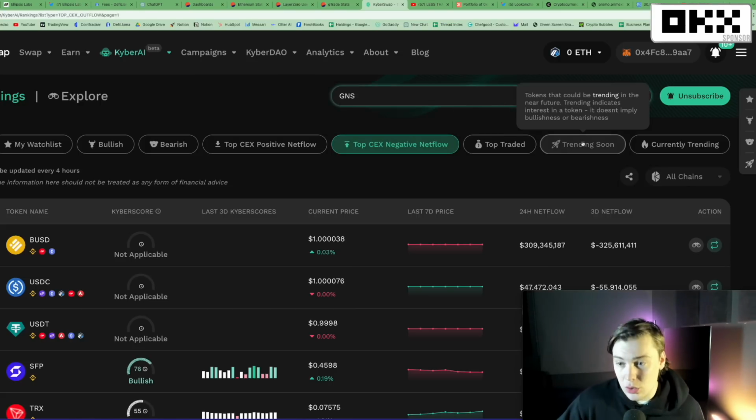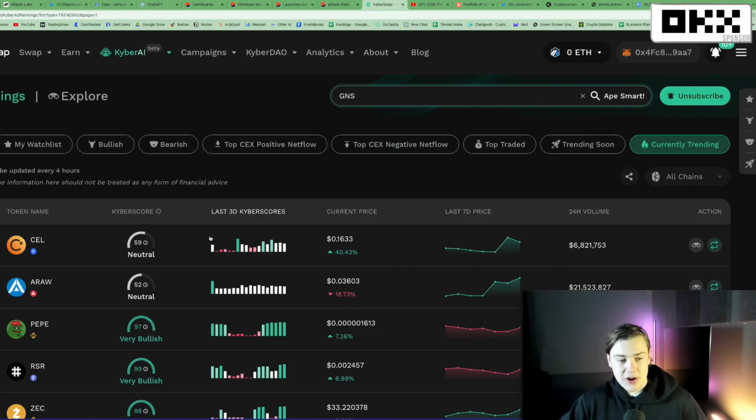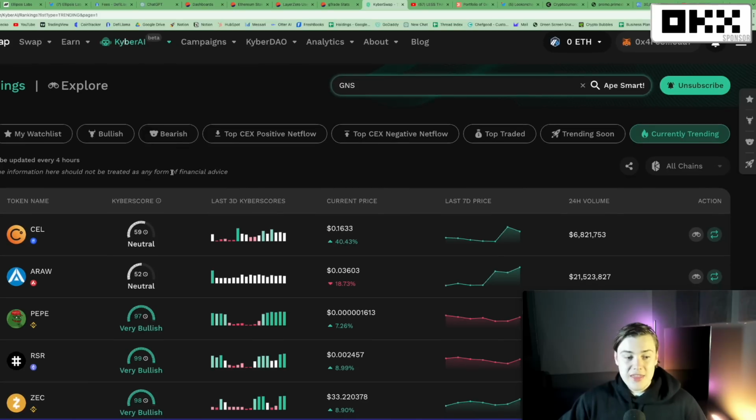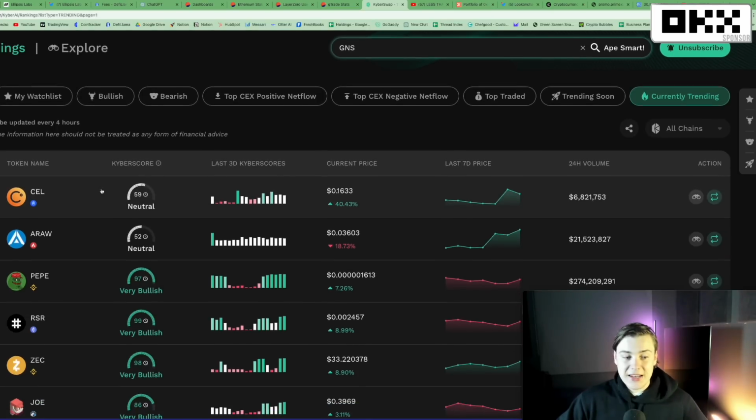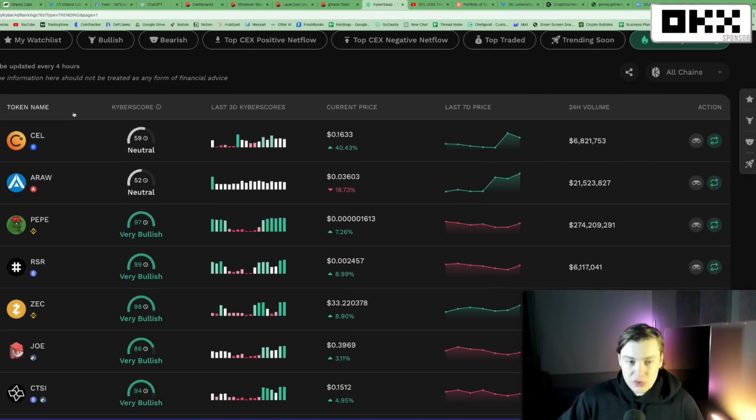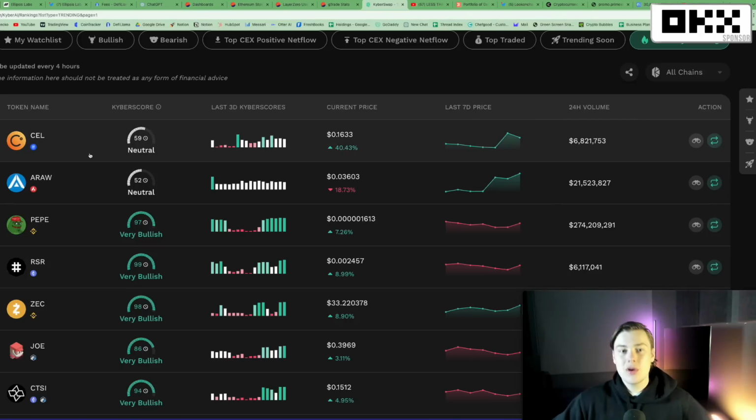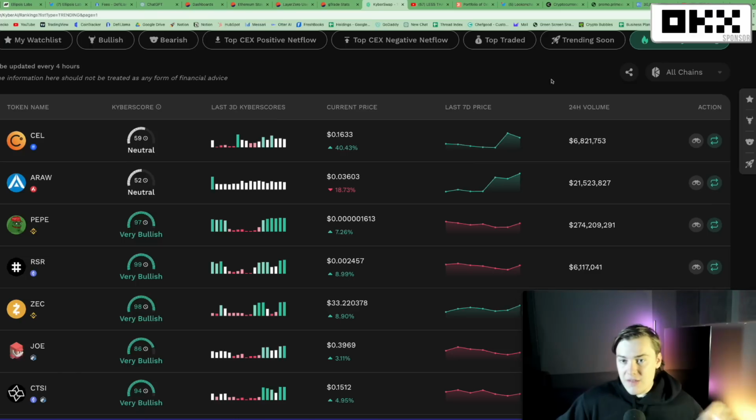Also, this is really cool. This is the currently trending tab at the very end. This is going to show you tokens that are currently very popular on the site, and the rankings here are updated every 4 hours. So it can show you sometimes before price pumps happen, which tokens are starting to garner momentum. So I think KyberAI is your ultimate momentum gauging website that's very valuable for traders.